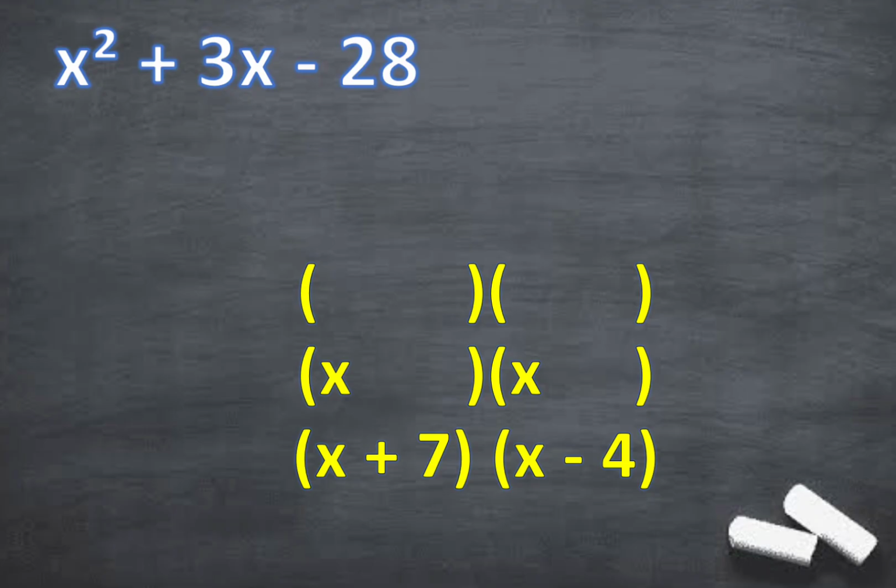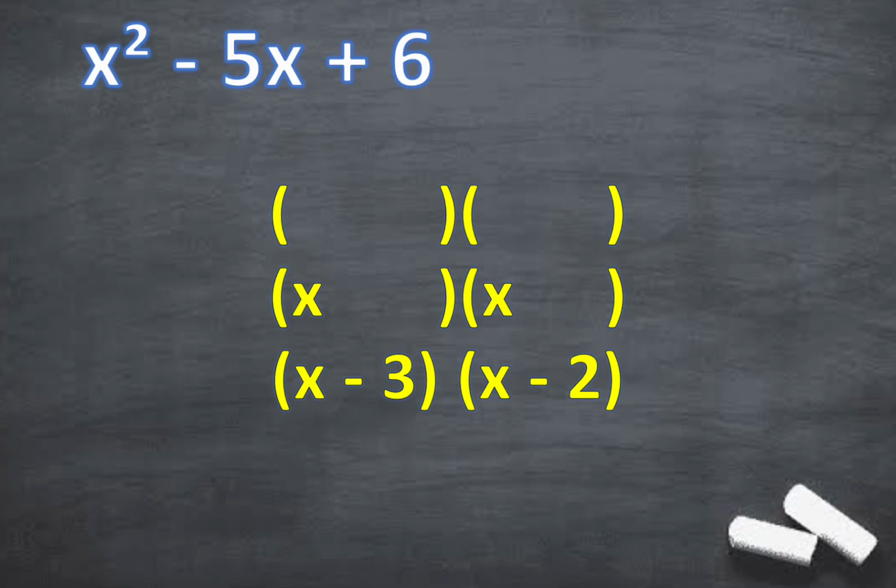First, we write 2 parentheses. Next, we identify the first term, which is x squared. So what will be the factors of x squared? So we have x, and then we think of 2 numbers that if we multiply, we will get negative 28, and if we add, we will get 3. So we have 7 and negative 4.